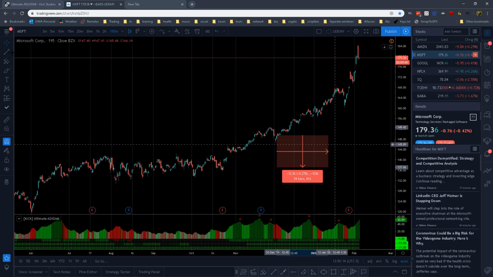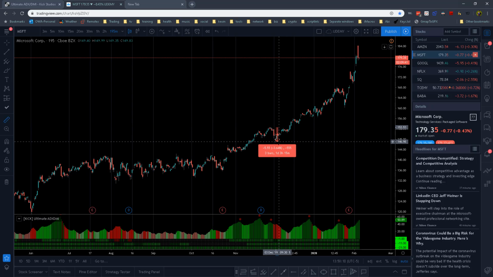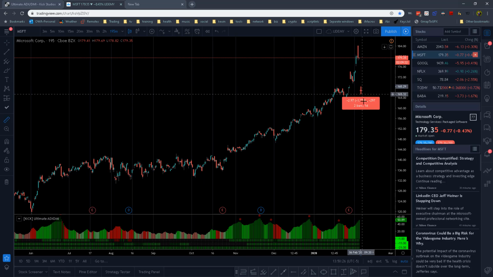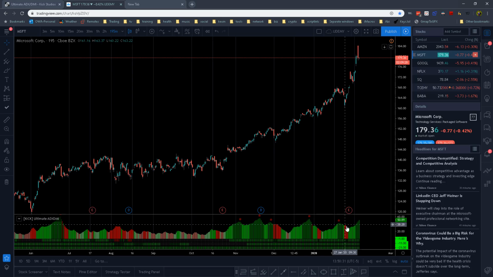But I guess that wasn't much of a pullback, was it? Oh, wait, let me turn this magnet off. I mean, it was a 4% pullback, which for a stock like Microsoft, is pretty significant. Of course, this one was even bigger. From there to here was almost 5%. And so we did get that noted right here in the ADX.